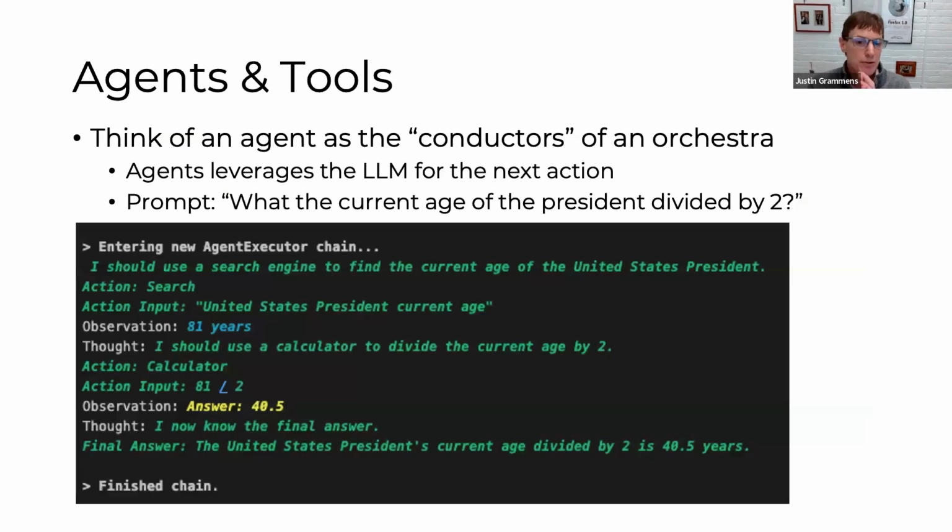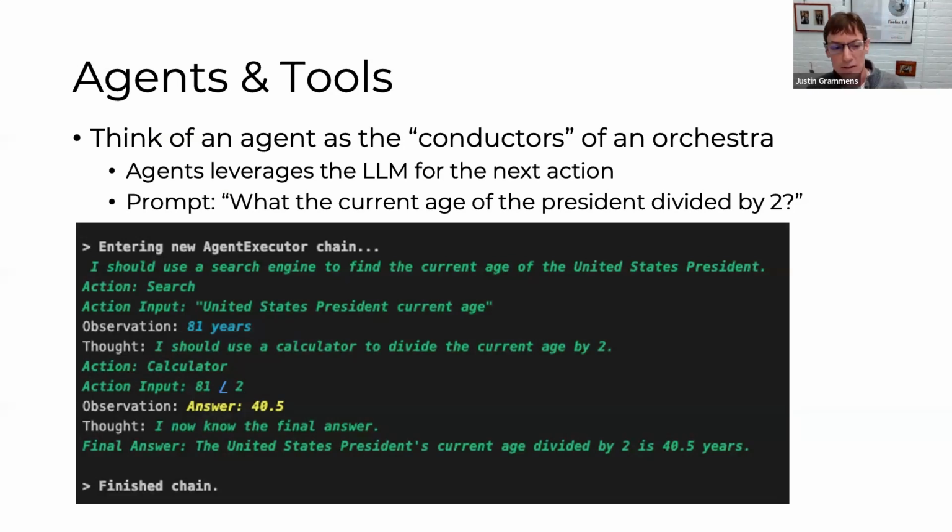Let's get into some examples, right? So if LangChain is like the conductor of the entire system, with regards to a prompt that comes in and conducting it, I would think of the agents as the conductors of the particular tools that are at their disposal, right? So agents can leverage large language models for the next action. So you can actually ask an agent, what is the current age of the president divided by 2?